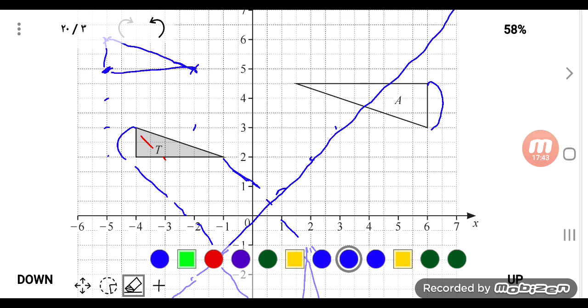Now, in order to find the center of enlargement, you connect points and images. So, for example, you connect this point and this point, and also this point and this point.